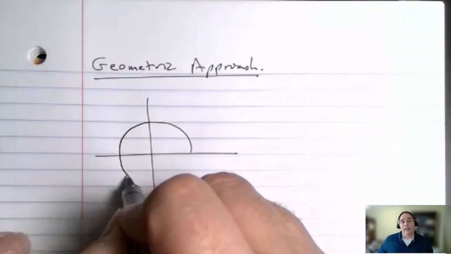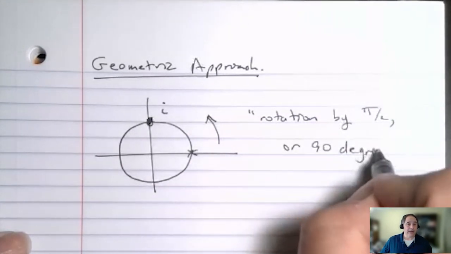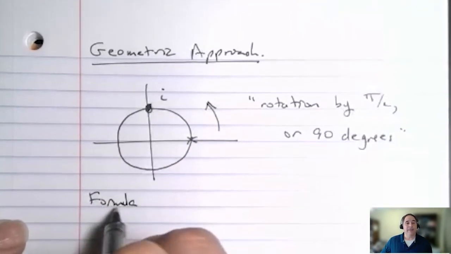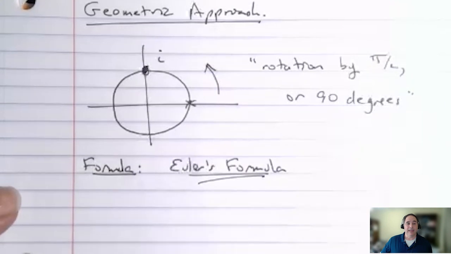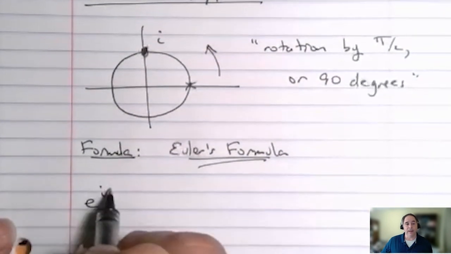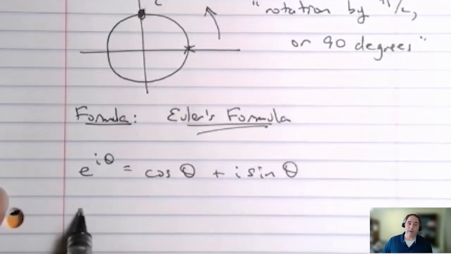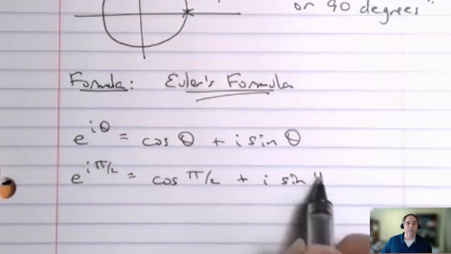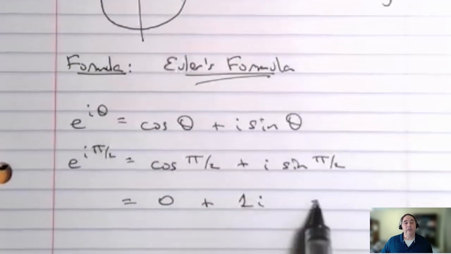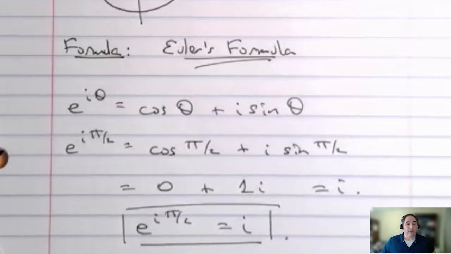Another way to think about this is using a geometric approach. One way to think of the complex number i is to think of it as rotation by pi over 2, or 90 degrees. The formula that tells us this is a really realistic way to think about it is Euler's formula: e to the i theta equals cosine theta plus i sine theta. And notice when we plug in pi over 2 for the angle, and remember pi over 2 in radians is 90 degrees, we get e to the i pi over 2 equals cosine pi over 2 plus i sine pi over 2. Cosine pi over 2 is 0, sine pi over 2 is 1, and therefore we get the equation e to the i pi over 2 is equal to i.